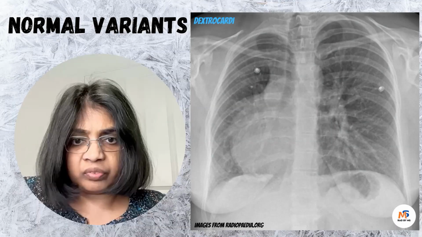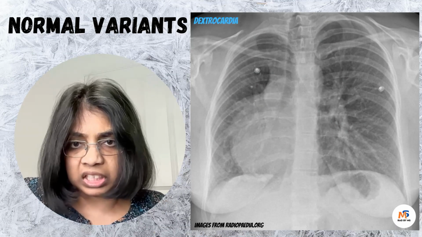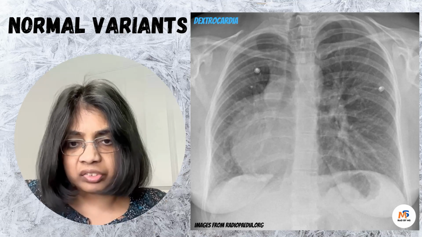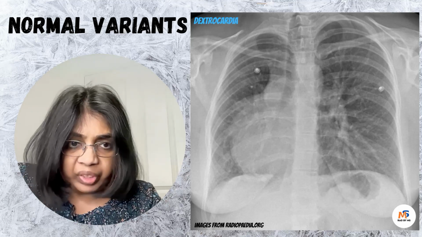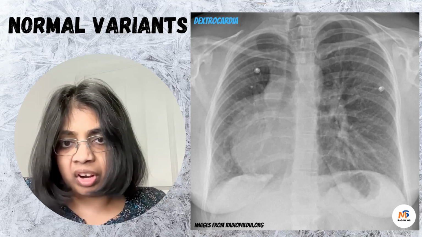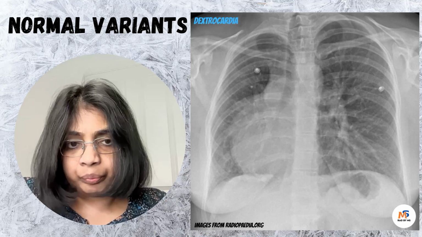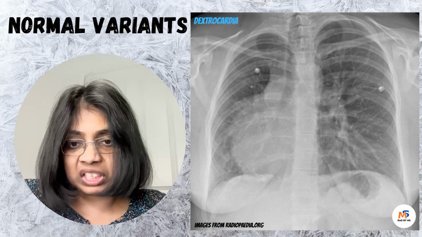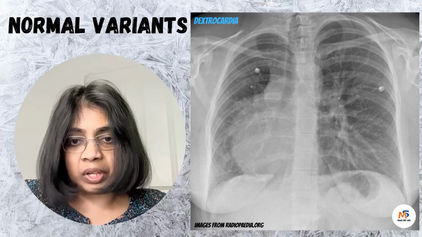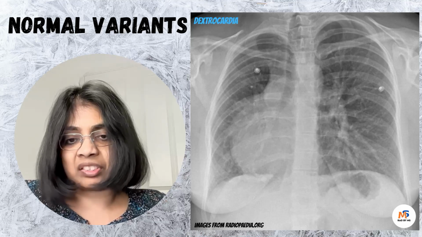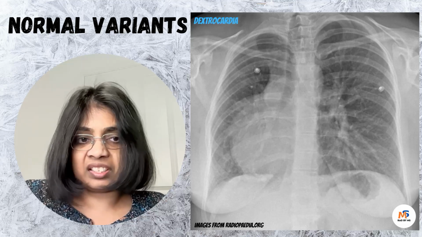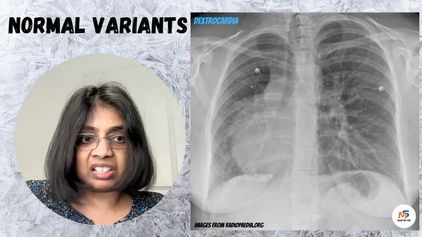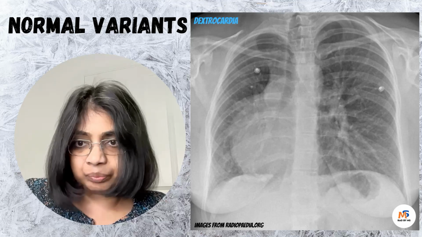So the first normal variant I'd like to look at is dextrocardia. The heart is located on the right hand side. It's quite useful to see where the stomach bubble is also located, because if the stomach bubble is on the right hand side, this may imply a situs inversus.